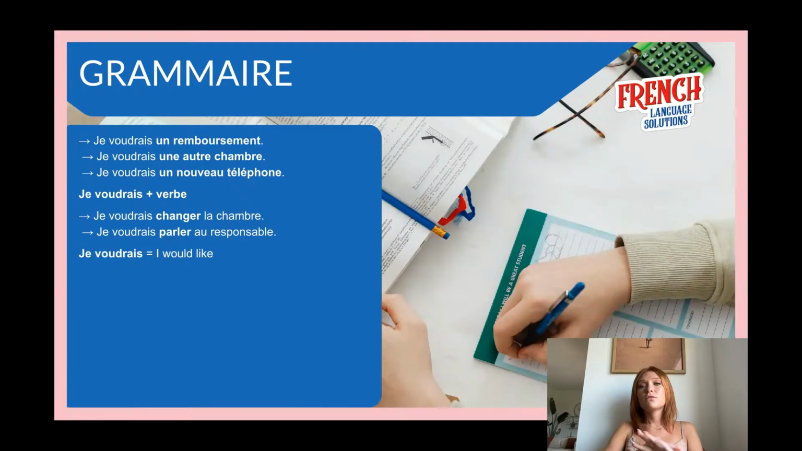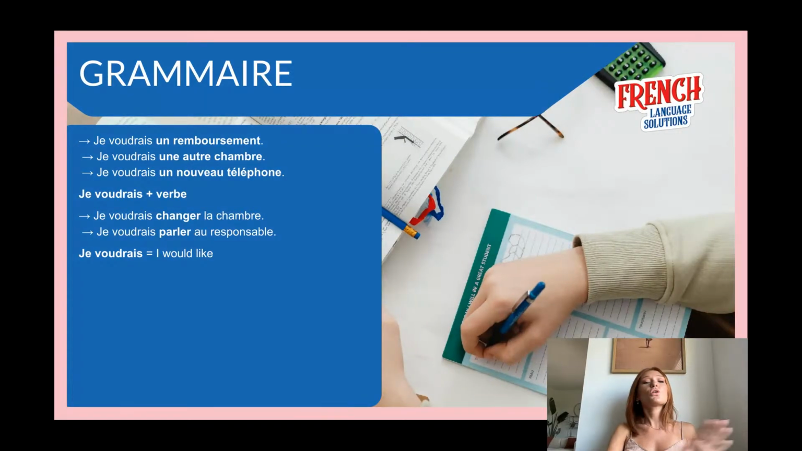The second verb, full form, infinitive. That's why we have the ER ending. Je voudrais changer, je voudrais parler, etc. Just conjugate the first verb. If you have another one that follows, the second one is full form.